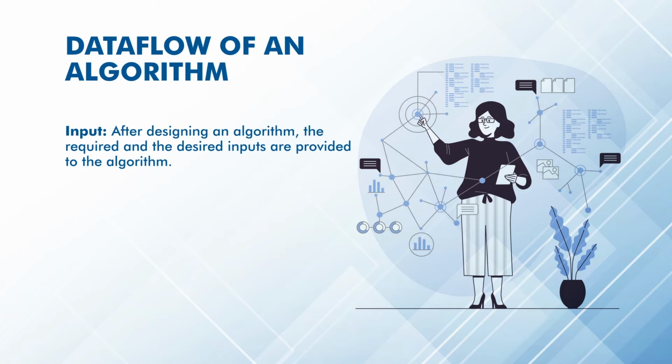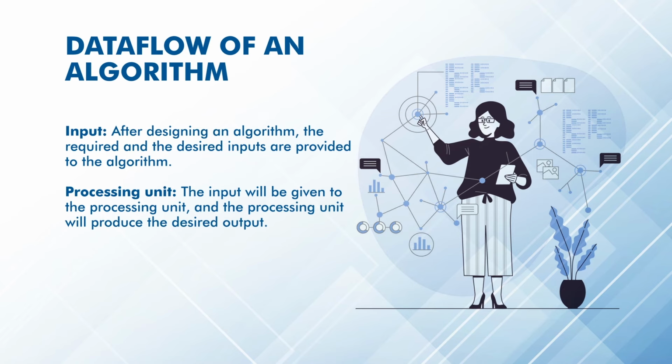Input. After designing an algorithm, the required and the desired input are provided to the algorithm. Processing unit. The input will be given to the processing unit and the processing unit will produce the desired output. What is output? The output is the outcome, or we can say the result, of the program.